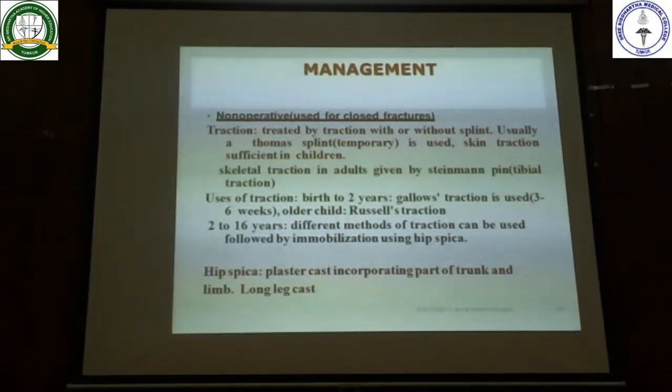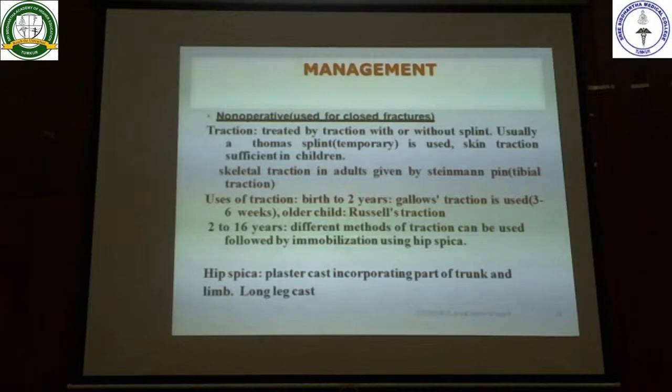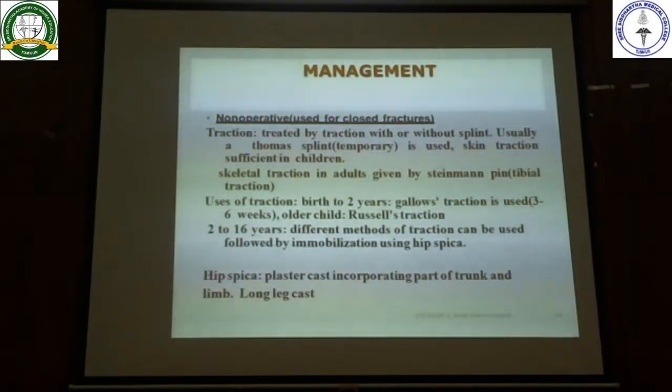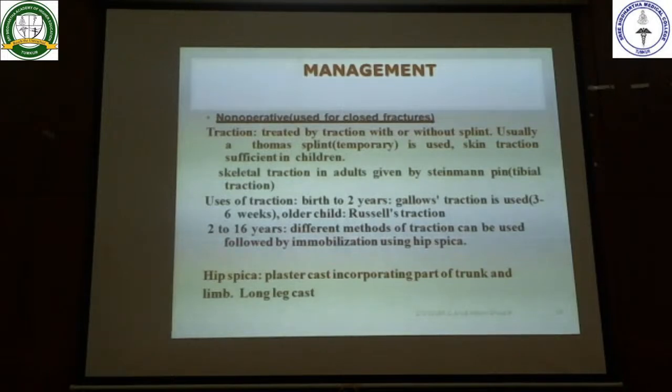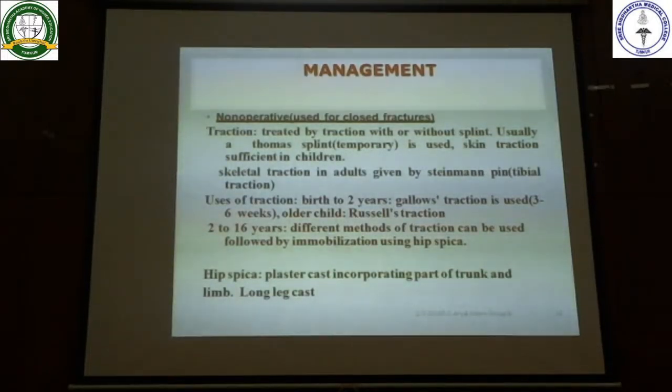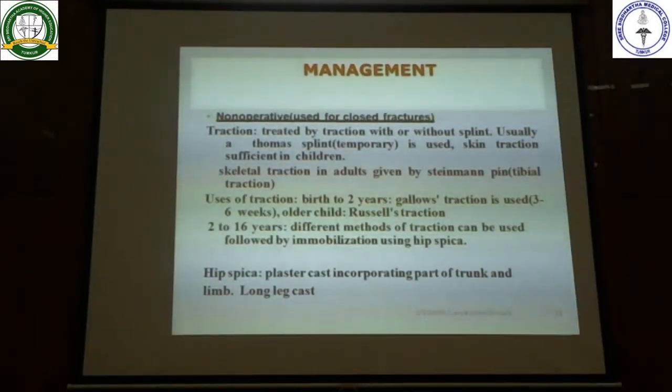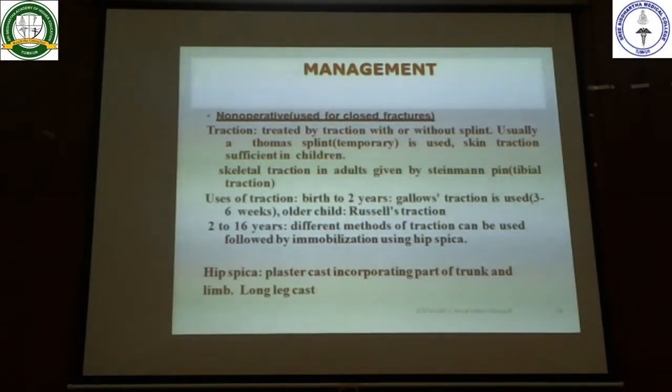That is basically the non-operative method. As we will see later, the gold standard for treatment of a femur shaft fracture is always operative. Preferably it always has to be operated. But if at all you have to treat non-operatively, we'll discuss those situations later, why in certain situations you need to treat the patient conservatively. There you can use what is known as traction. That can be used with or without a splint.